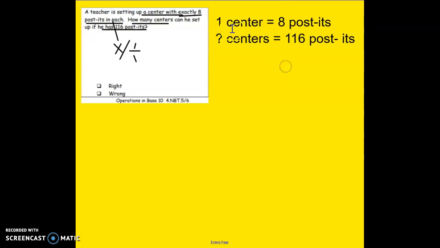Alright guys, so I am thinking now that since we know that 116 is the total, and 8 post-its make up 1 center, then I know that I'm going to have to divide. So I'm basically grouping the 116 post-its into groups of 8. In other words, I'm dividing 116 post-its into groups of 8. And then that's going to give me the amount of centers. So let's see. Let's divide.